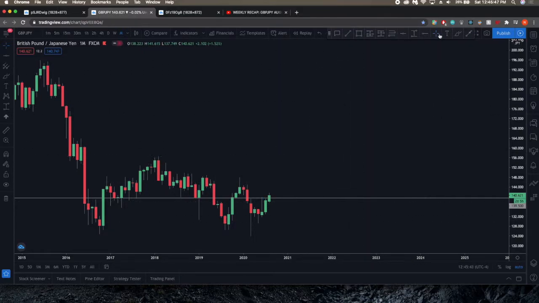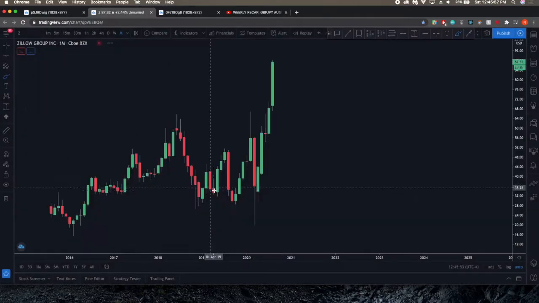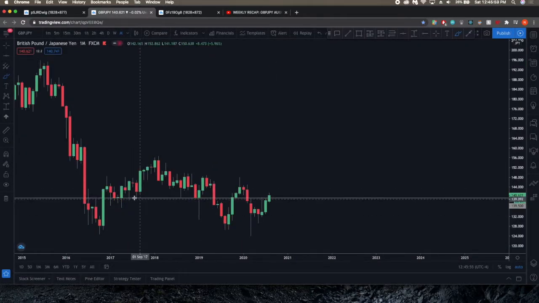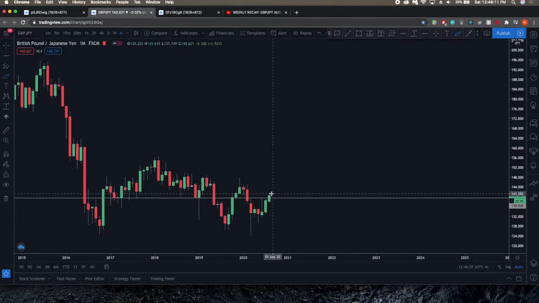So you see how these monthly candles, right here, we're closing all above 139.5, right? So that's where I got this, where it says may even pull down to 139.5 monthly level for liquidity for further upside, because we can definitely see something like create a lower wick and then go up, right? And go up there. Okay.